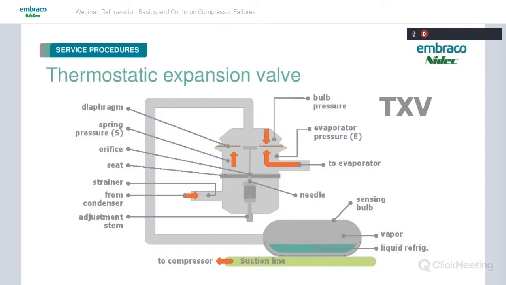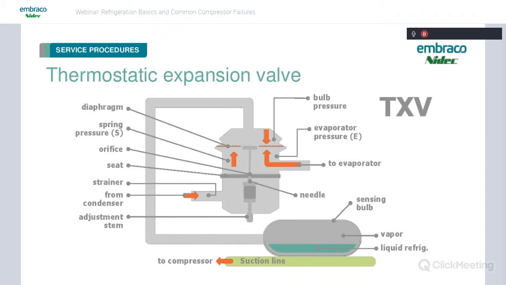Speaking of TXV valves, we say that you want to use subcooling to charge a TXV equipped system. And this is because TXV valves have the ability to close or open the orifice, metering more or less refrigerant to the evaporator. This means that they can compensate for a little too little or a little too much refrigerant. They're actually attempting to maintain the correct superheat, meaning the correct amount of refrigerant to the evaporator.